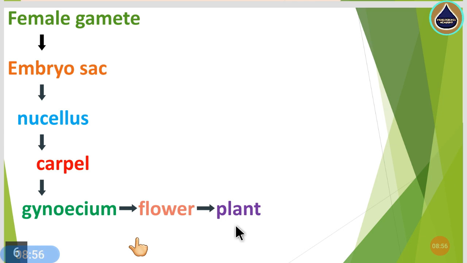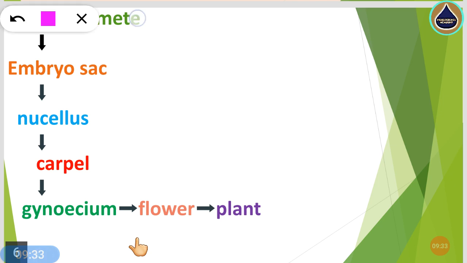So I hope you have cleared it in your mind. Let's see one more time. The plant has a flower, and the flower has a female reproductive sexual part. It is called gynoecium, and a single unit of the gynoecium is called carpel. The carpel has the nucellus, and in the nucellus there is the embryo sac, and in the embryo sac there is an 8 cell structure, out of which one cell is called the female gamete, that is called the egg.